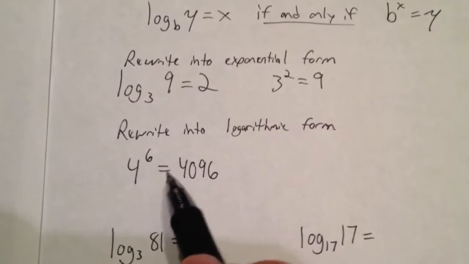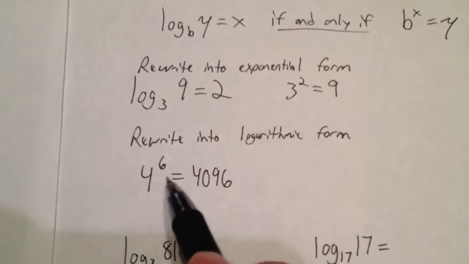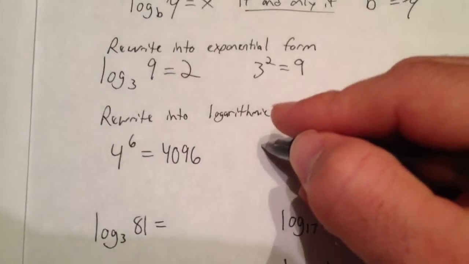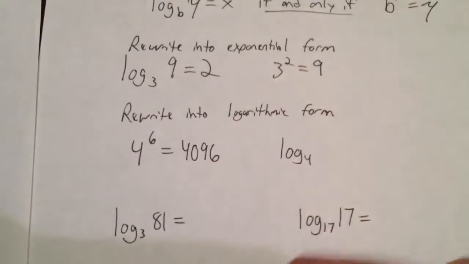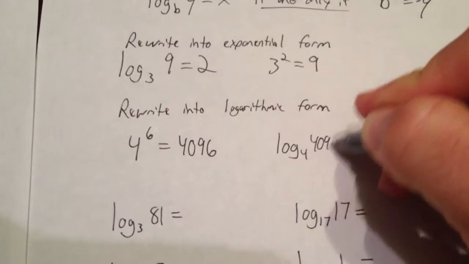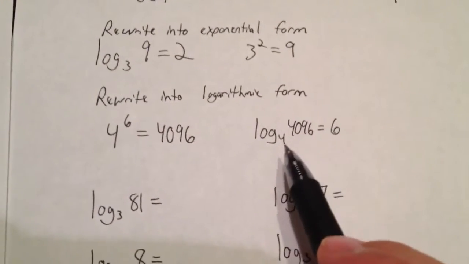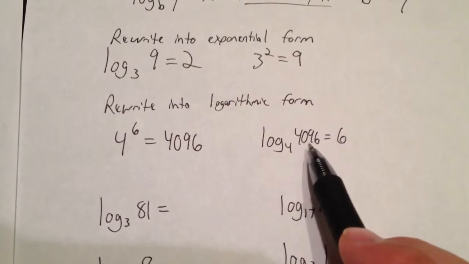Rewriting from exponential form into logarithmic form is just going backwards. So you just take this base to this exponent equals this, and you put it in logarithmic form. So it'll be log base 4 of 4096 is equal to 6. Because again, this base raised to this power equals this number.